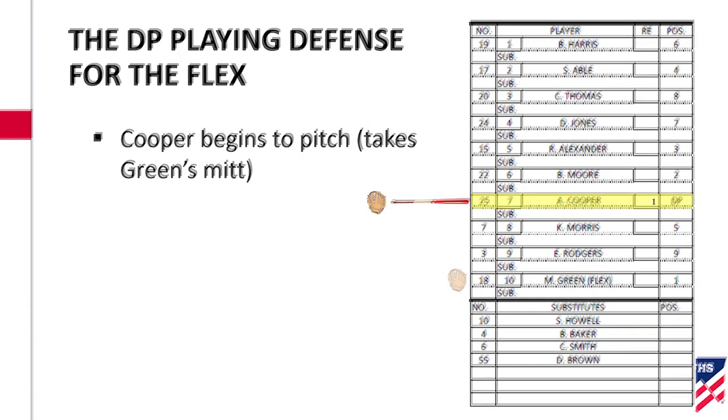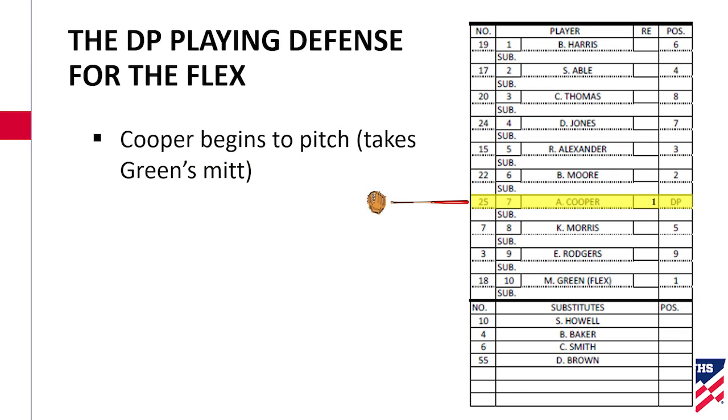Cooper begins to pitch. So now at this point, they have taken Green's mitt. And again, we tell our disclaimer, it doesn't mean they physically have to use the Flex's mitt. It's just a visual connotation to let you know. Because if you don't, they're going to have an umpire out there going, nope, you can't use that blue mitt. You was using a red mitt. You've got to use the red mitt. You know there'll be people out there that do it. So we put all the disclaimers in there.